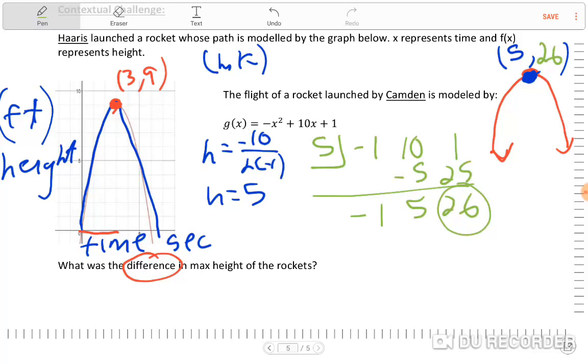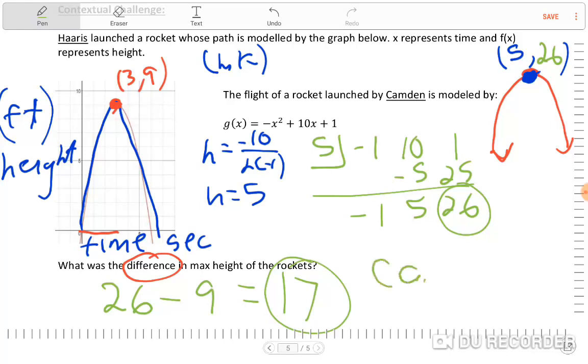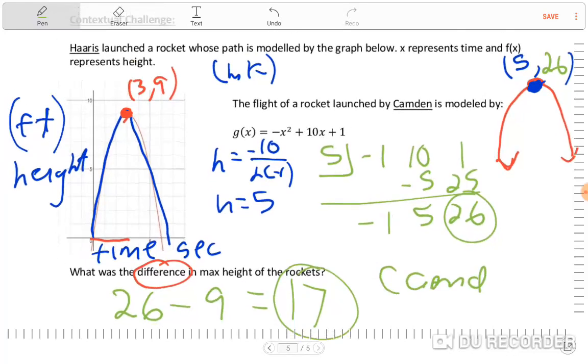So difference means to subtract. So 26 minus 9 is 17. On the Google form anyways, you wouldn't put feet or yards or whatever, you would just put the 17. That's the difference in the height. Camden had a height that was bigger.